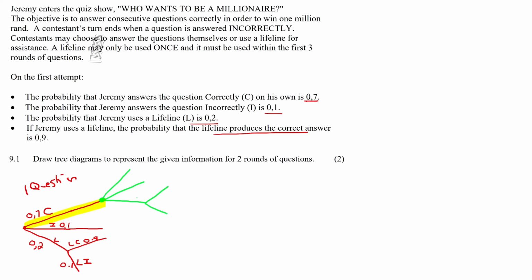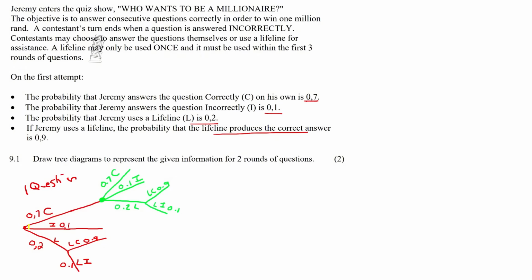Okay, now let's just go for all the values. It's all going to be the same. He's always got a 0.7 chance of getting it correct. He's got a 0.1 chance of getting it incorrect. And then he's got a 0.2 chance that he chooses a lifeline. And if he then chooses the lifeline, if he gets it correct, he has a 0.9 chance. And if he chooses a lifeline and gets it incorrect, that's a 0.1 chance.